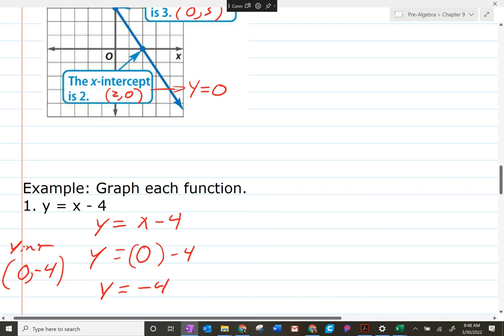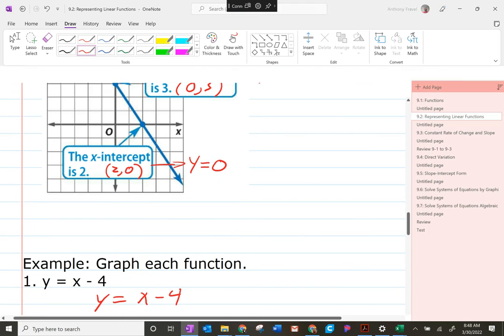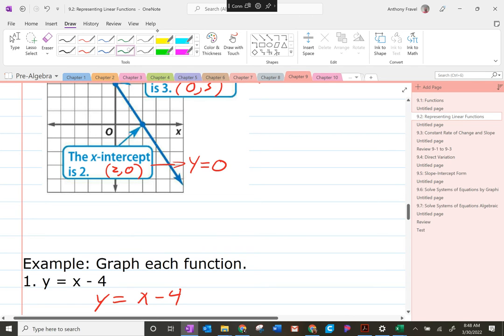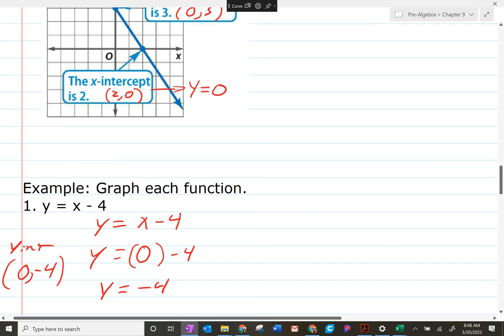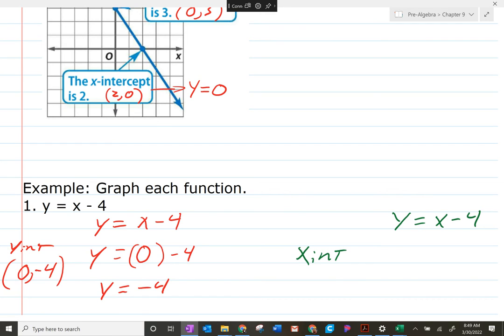So that's my y-intercept. Let me get a different color. If it's a different color, it probably means something different. Now I want to find my x-intercept. I still have the exact same formula of y equals x minus 4. Any guesses on what I will do for my x-intercept? Austin, what do you think? Substitute a 0 for y.